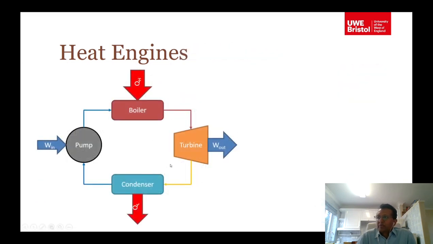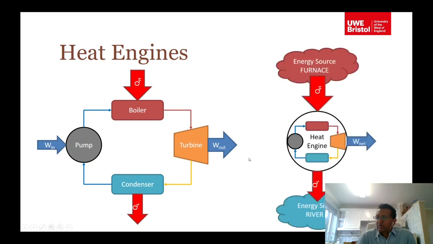And this is a heat engine example. You have a QH, that is the heat supplied to the boiler, and then the condenser will reject some heat, that is QL. So your turbine gives you a W out, and then you have a pump that is driving the system. So your W net is this W out minus W in, that will be equal to QH minus QL. Okay.